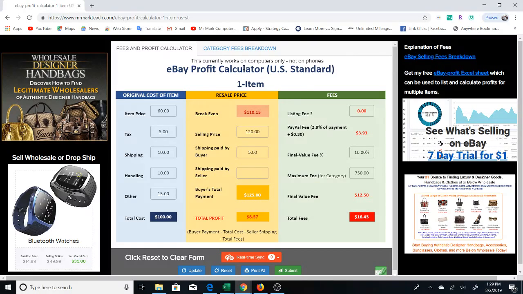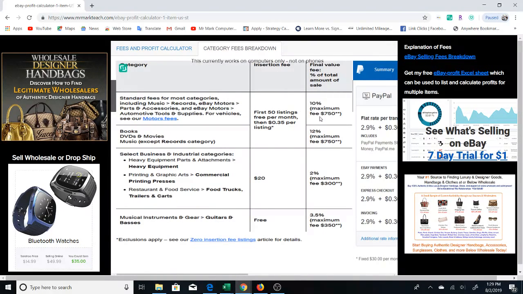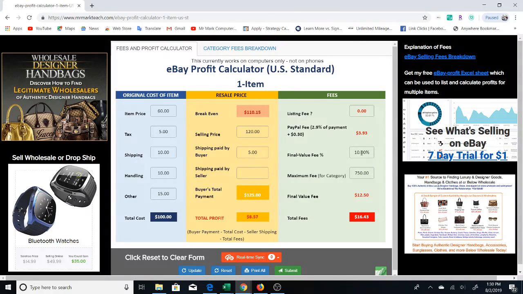However, before I continue, let me mention that if you are selling in one of these special categories, the final value fee may be different. For instance, books, DVDs, music, and movies, except the records category, is 12% for the final value fee, and it has a maximum fee of $750 as well. If you're selling select business and industrial categories, you have 2% with a maximum fee of $300. Musical instruments and gear is 3.5% final value fee, with a maximum fee of $350. If you're selling one of those other categories, you can actually change these numbers.